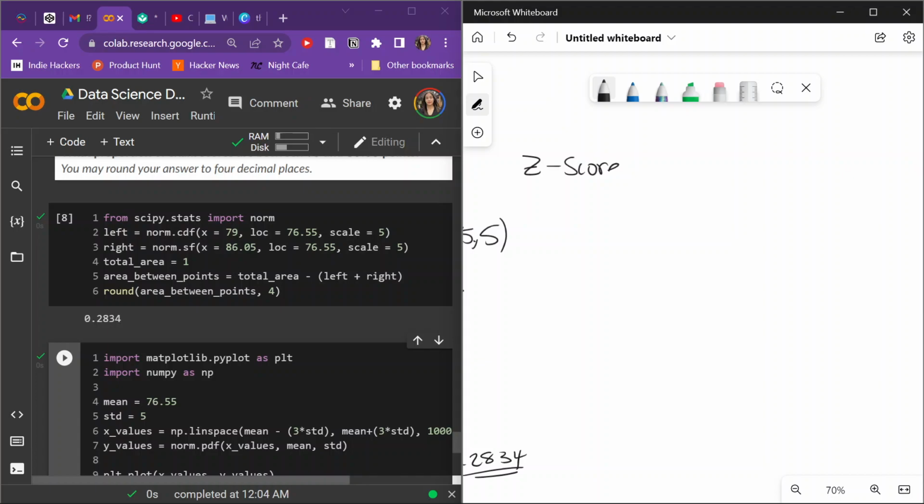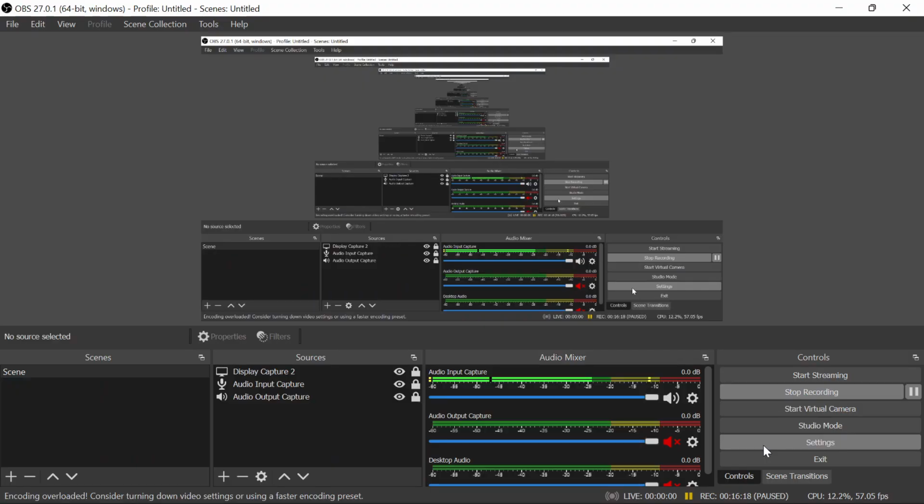And then for the second point, it would end up being, let's see, it was 86.05 minus 76.55. Divide that by 5. And let me do the math real quick. All right, so for the first one, it's actually 0.49. And then for the second one, it's 1.9.